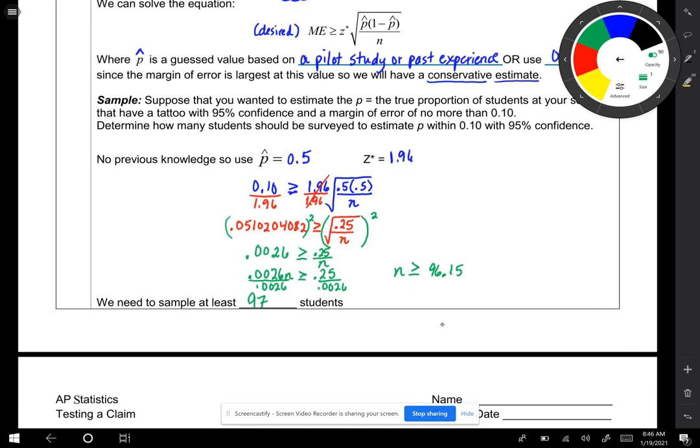However, you also need to make sure you can use that standard deviation formula. So make sure, to meet the 10% condition, that there are at least 970 students at your school.